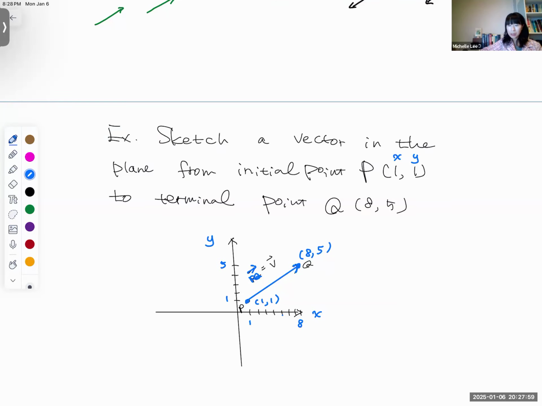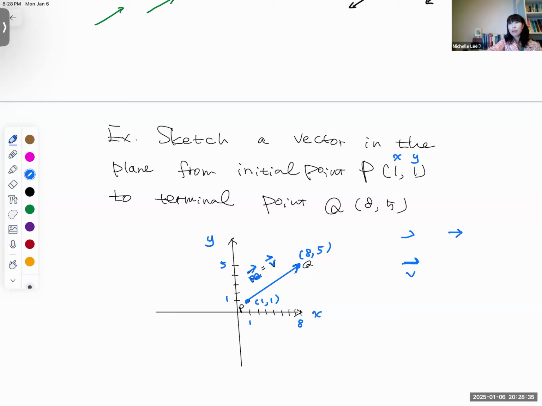We use vector notation, vector v, just the first letter. I did not mention that we are going to use this notation for a vector because it is easier: this is one stroke, I don't lift the pencil, right? So it is easier to write. This is the symbol. Okay? So this is how we sketch a vector.